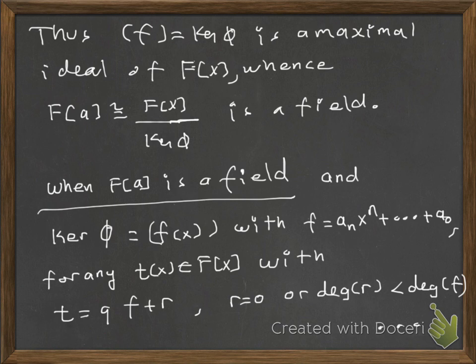What happens in this situation is that if you take any element of F[x], let's say t, you can apply the division algorithm to divide t by f and get a quotient q and a remainder r, which is either 0 or has smaller degree than that of f. Okay?